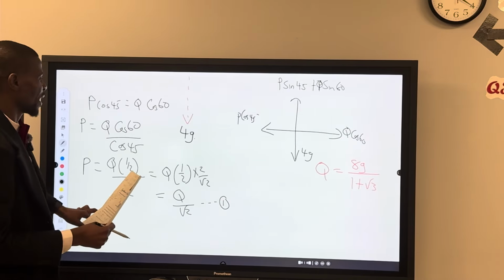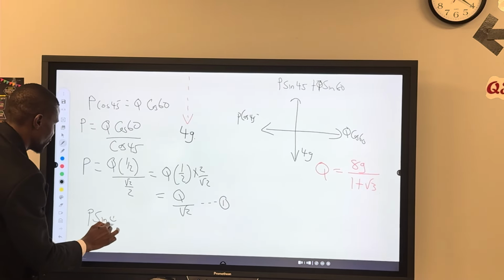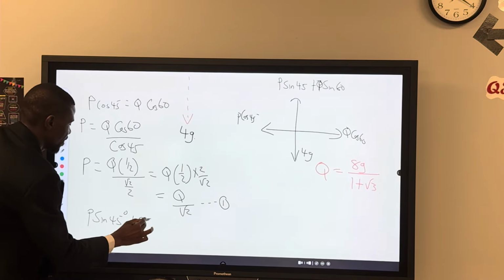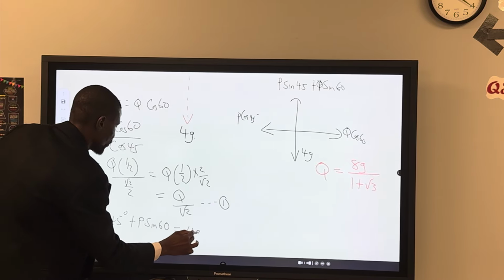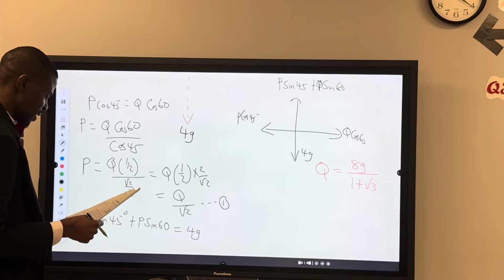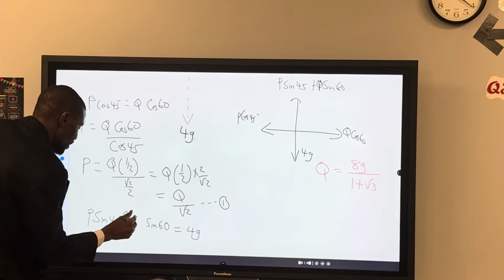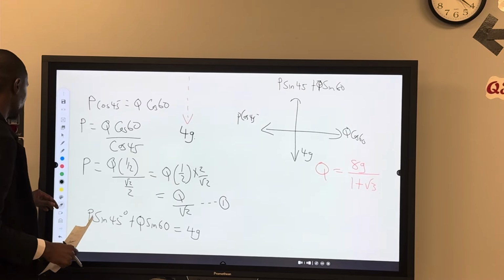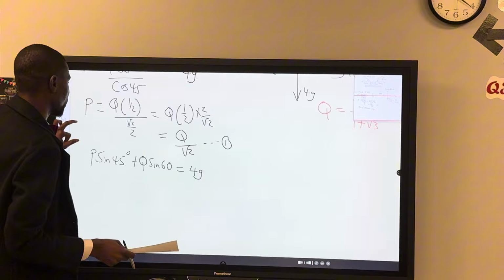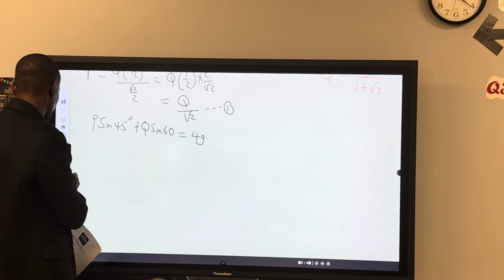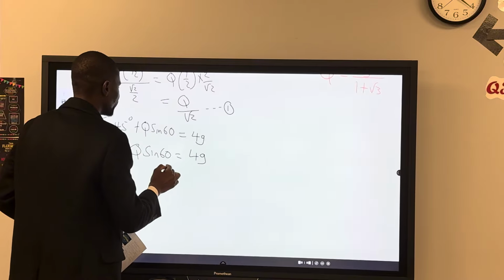And also, I need to know that P sine 45 degrees plus Q sine 60 is equal to 4G, right? I don't know why I'm continuing to make the same mistake. So now remember it's in exact form, so we're going to express it in terms of G.